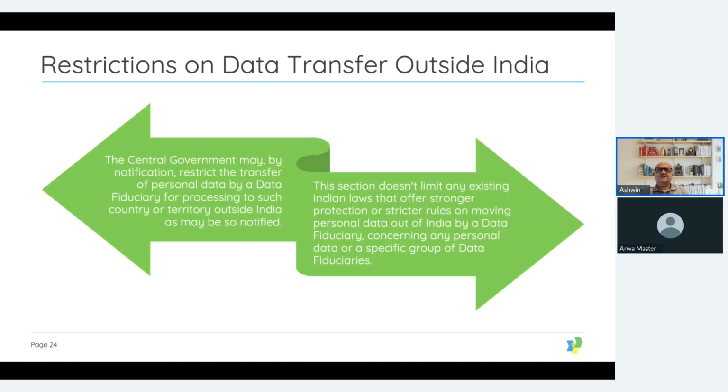There are restrictions. Currently, it says it will be notified, but the Act does not restrict per se as of now that you cannot transfer here or there, but they say they will be notifying. So that's the restriction as of now, that it will be notified.